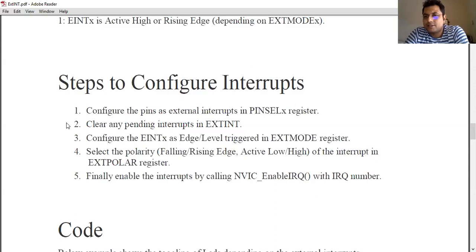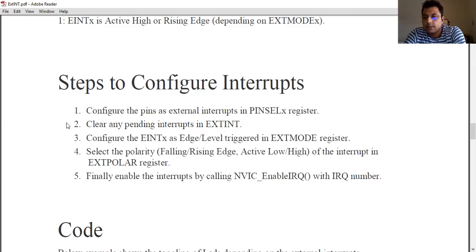How to clear it? We'll simply write 1 over the external interrupt register. Then we will define the mode. Once you have defined whether we will use level triggered or edge triggered, and we are done with the configuration of the external mode register, then we will go to the polarity definition.